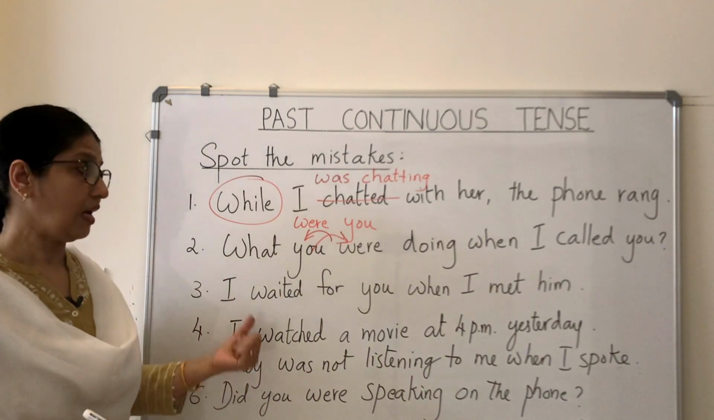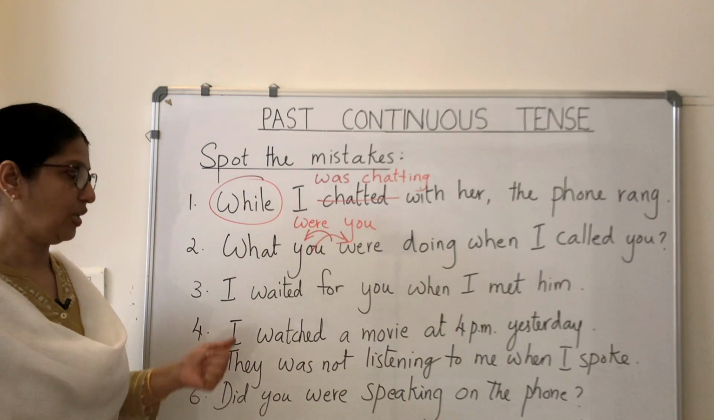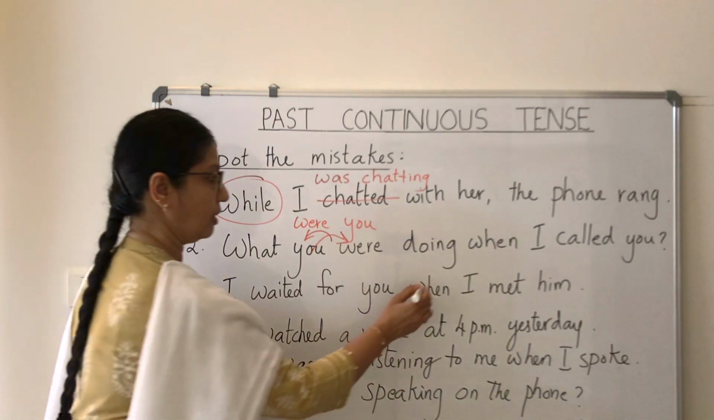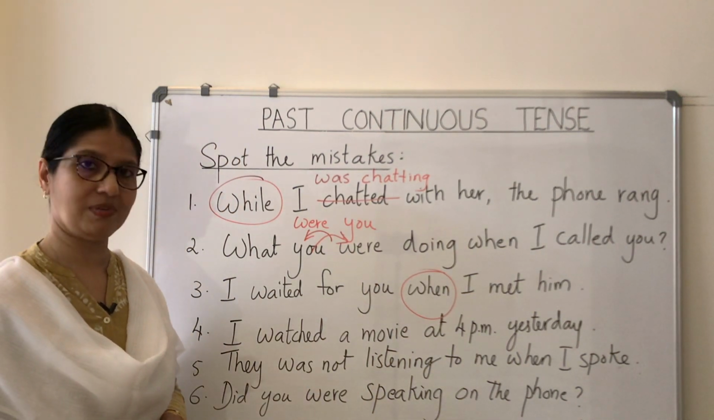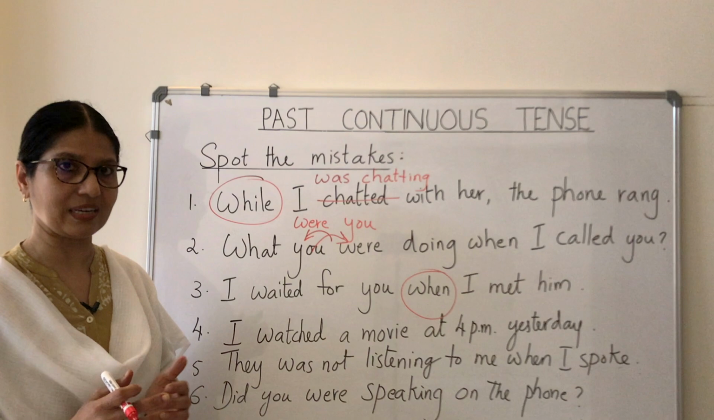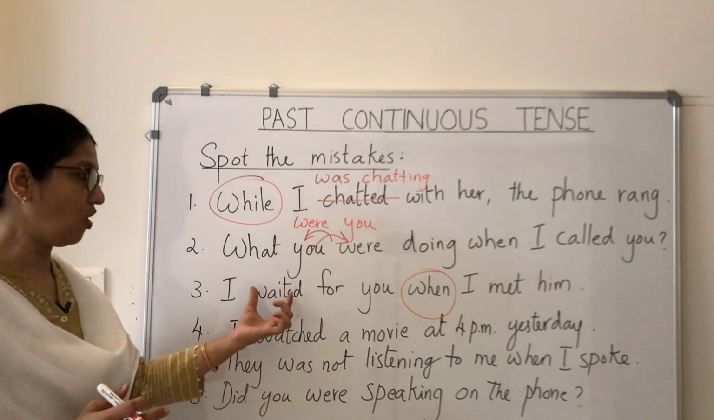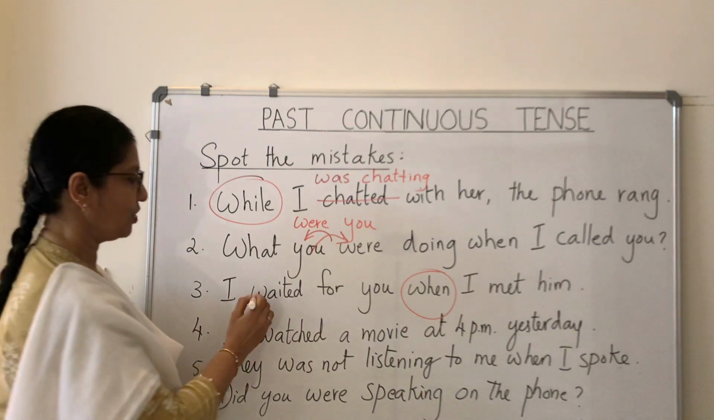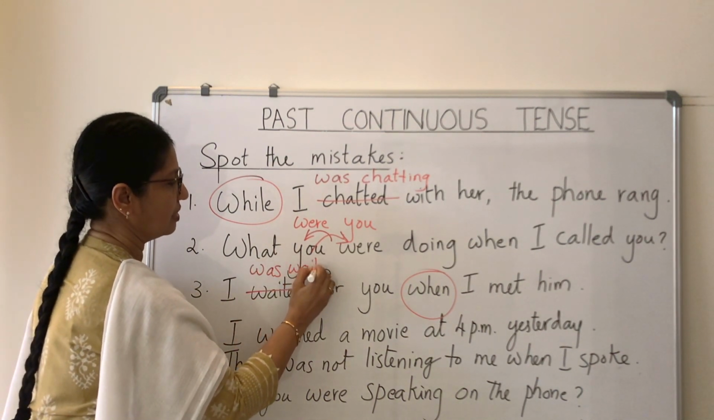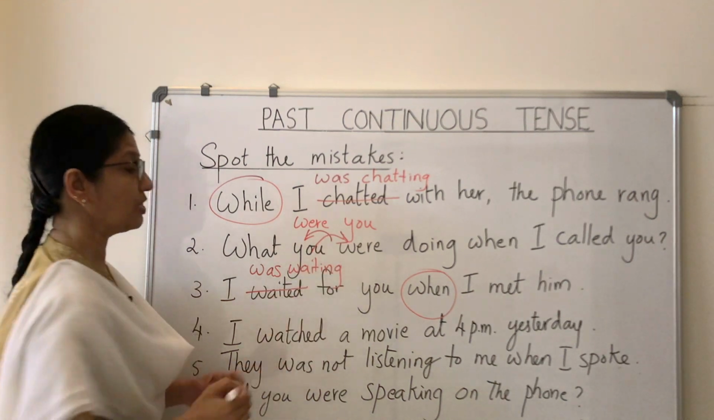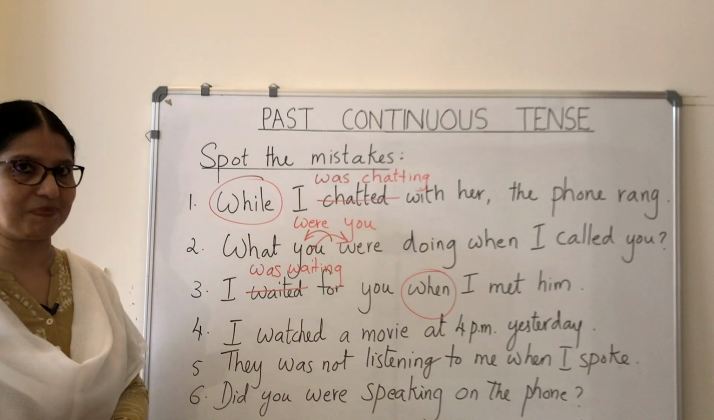Number 3, I waited for you when I met him. Again, you have the conjunction when. I waited for you when I met him. So meeting a person is a short action. It's something which interrupted a long action here. So the long action is wait. We should use I was waiting. That is, the past continuous form should be used here. I was waiting for you when I met him.